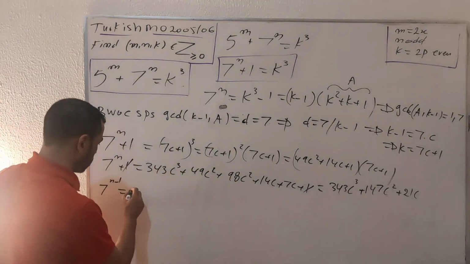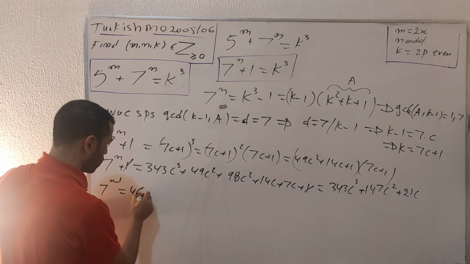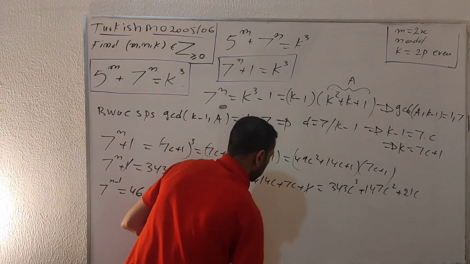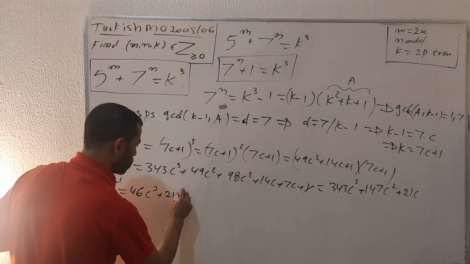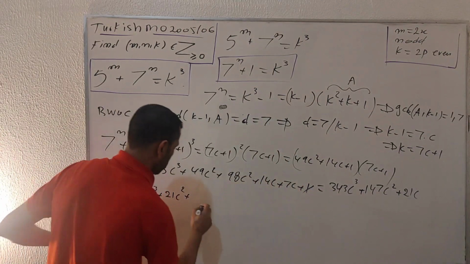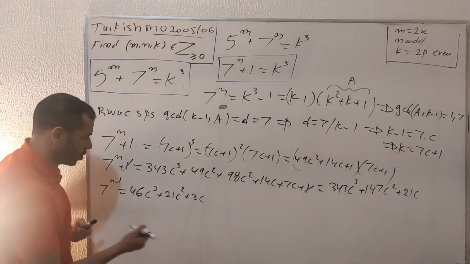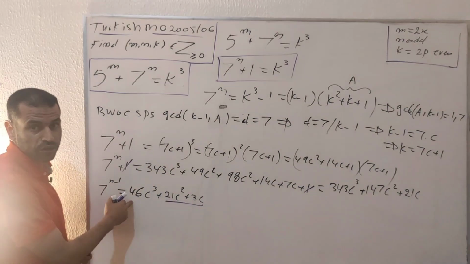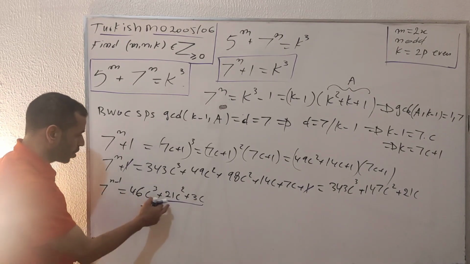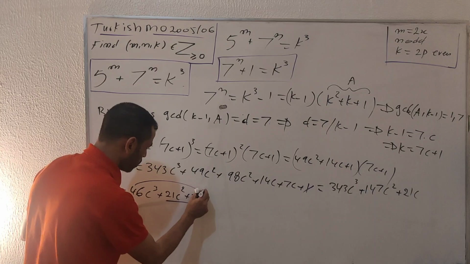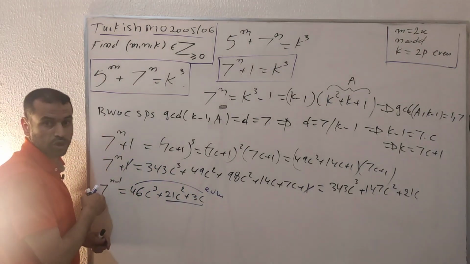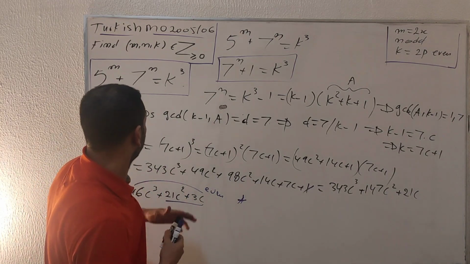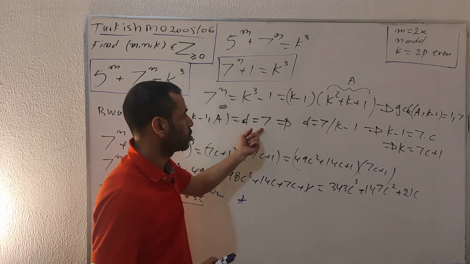Here this one becomes 46c cubed. This one becomes 21 plus 21c squared. This one becomes 3c. Okay, this term is odd, this term is odd, becomes even. Even plus even is given as even, which means the right hand side of this equation is even, but the left hand side of this equation is odd, which is a contradiction, which means what we have contradicted, the GCD of these terms is not equal to 7, it equals 1.